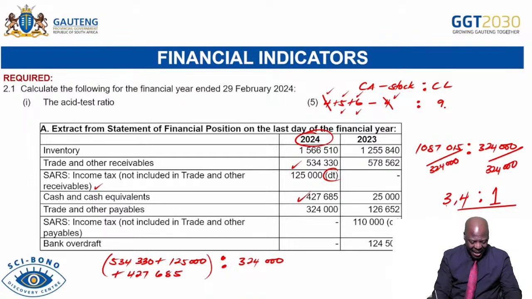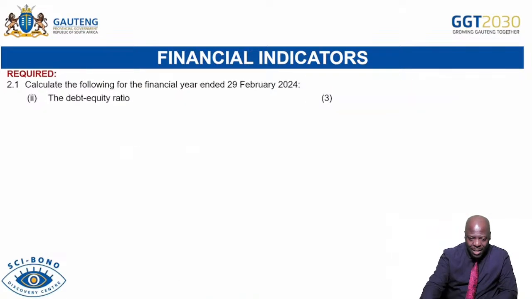Are we good? Okay. Can I go on to the next one? Remember, in this class, we are not analyzing, we're just calculating. And then in the next one, we analyze and go deeper into the financial indicators. The next one, let's calculate number 2.